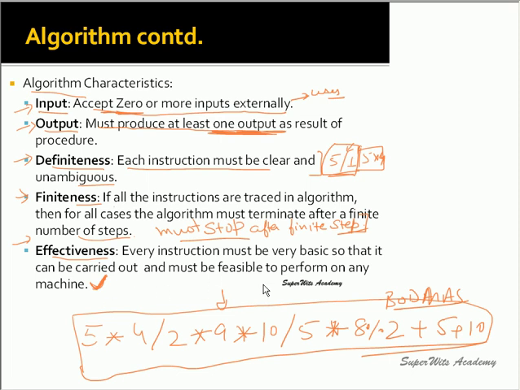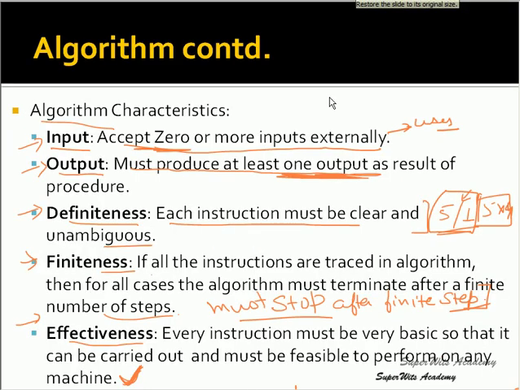So effectiveness, when I talk about it, means it must be feasible and very basic. So if I say I want to perform an operation, this is a basic operation. Then once I get the result of this, I will divide the result by 2 and so on. These are the basic operations which I perform, whereas this expression is a very complex expression. Even though this is not difficult for the computer to solve, from the perspective of a programmer we need to make our code effective, so we need to simplify this. This is why we say effectiveness.